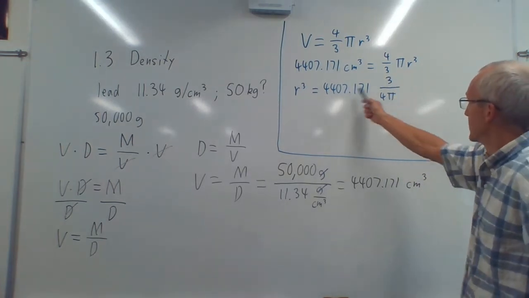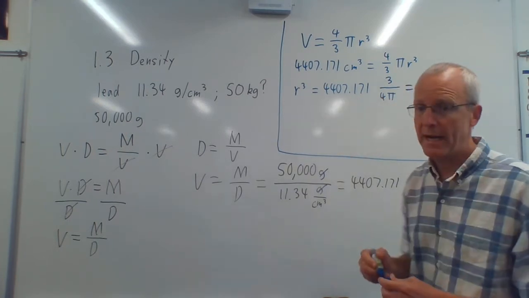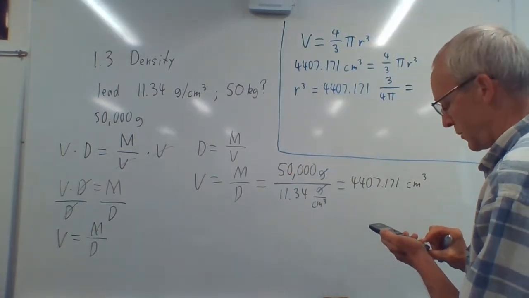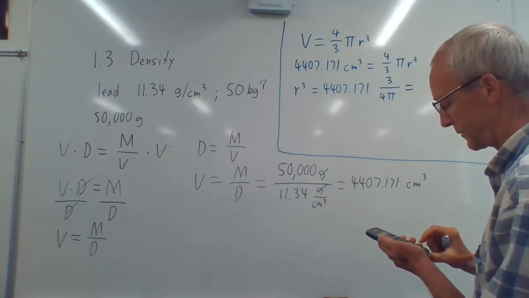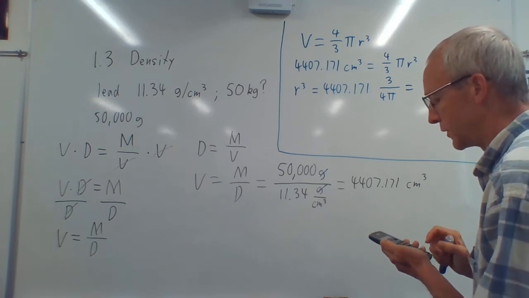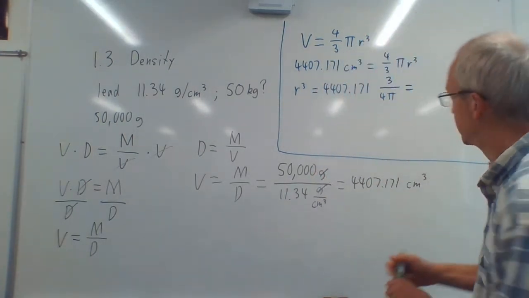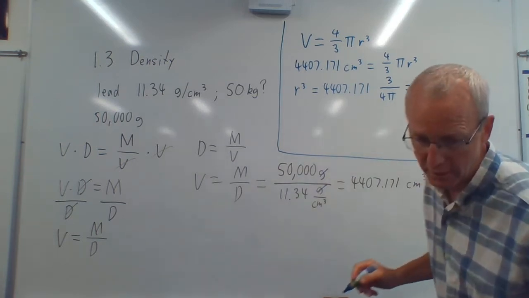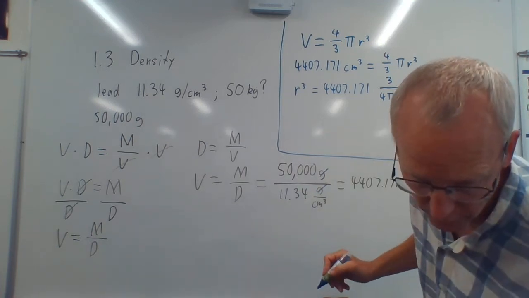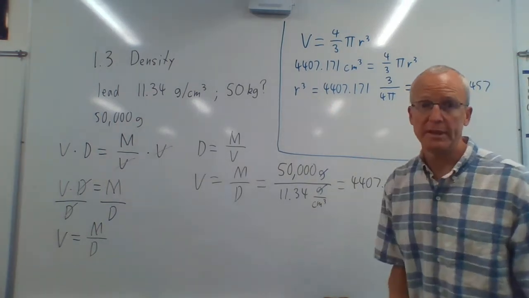Okay, so let's multiply all this out now. So this times 3 divided by 4 divided by pi. Be really careful in your calculator that you do that right. So I have 4407.171 times 3 divided by 4 divided by pi equals, now I get 1052.1345. How many decimal places do you keep? I don't know. I'll just write down a bunch. 1052.13457. That's good enough. That's what r cubed is equal to.